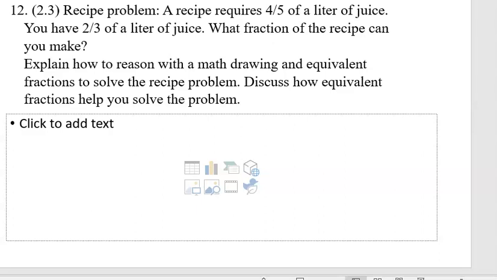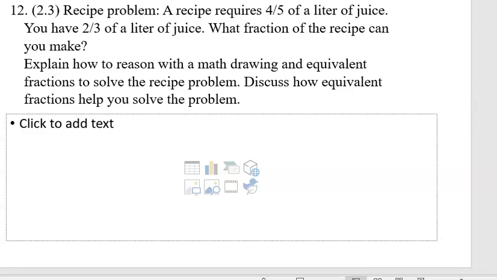So this is another problem involving fractions, and using math drawings can help us solve problems involving fractions. A recipe requires 4/5. So there's a fraction here, and we're going to highlight the whole. For this fraction, 4/5, it's out of a liter of juice. So the whole will be a liter again. Next, you have 2/3 of a liter.